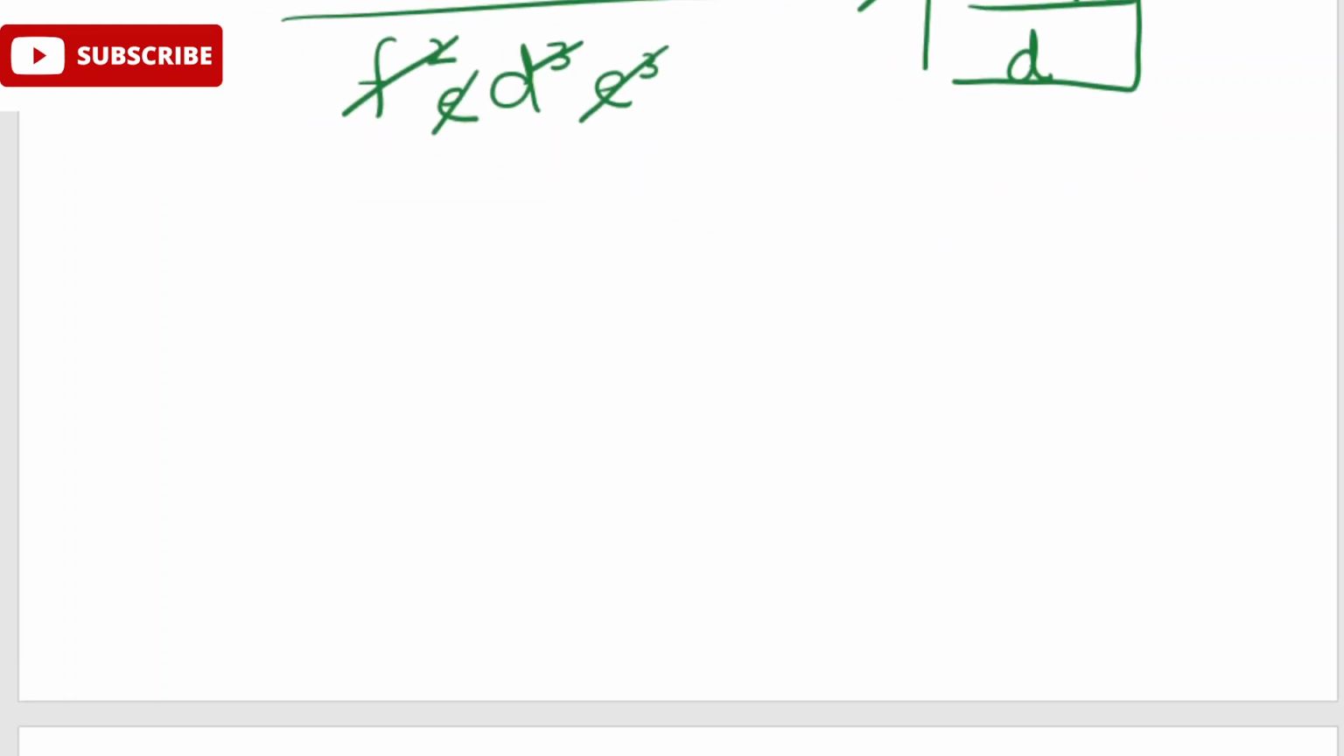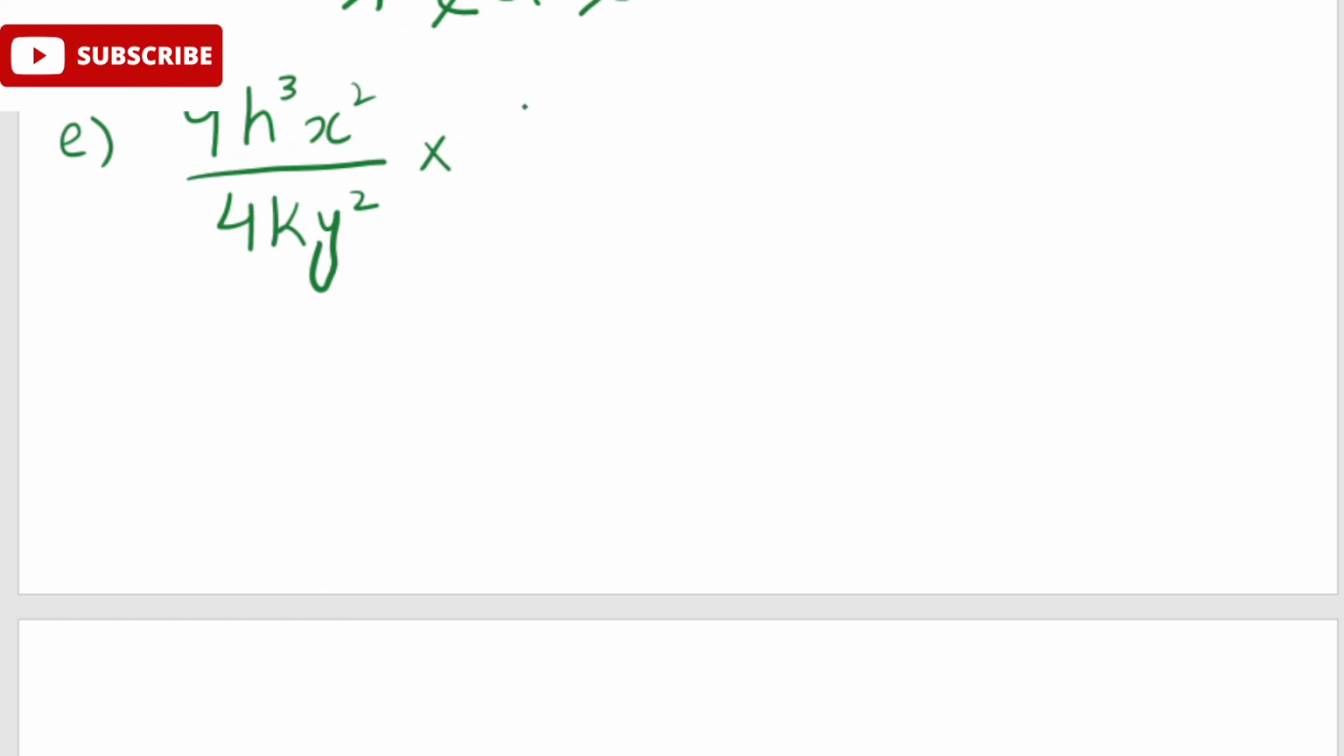For this part, let's move on to the next. We completed D. Now let's complete E as well. E is 9 h power 3 x square by 4 k y square, times 5 k square y bar 4 by 12 x square bar.